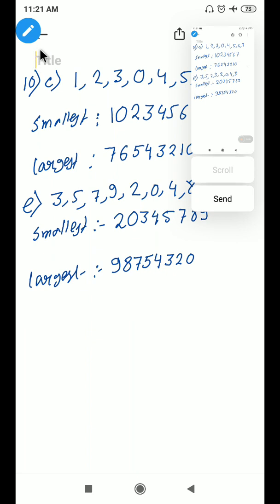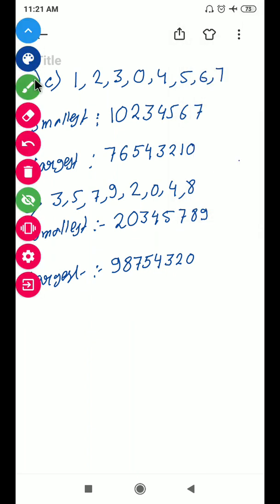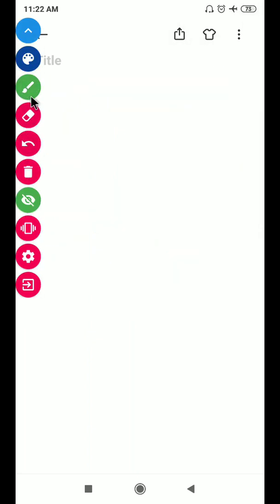Now let's see question number 11. Question number 11 is given here. Which is the largest number? Here it is asking you about a 5-digit number, a 6-digit number, a 7-digit number or an 8-digit number. So obviously an 8-digit number is the largest number. So our correct option is the 8-digit number.